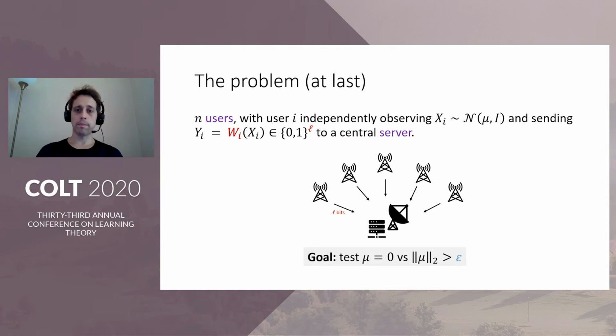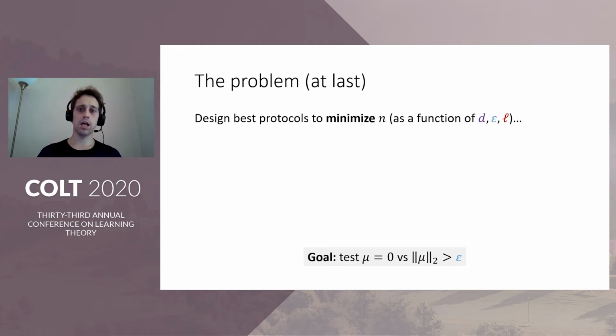So the goal is to find the best protocol for the users to compress their observations to L bits, so that we need as few observations as possible. When I say as few as possible, that will be as a function of all the parameters. So the dimension d, the distance parameter epsilon, and the number of bits L available to send for each user. And think of L as small, much smaller than d.